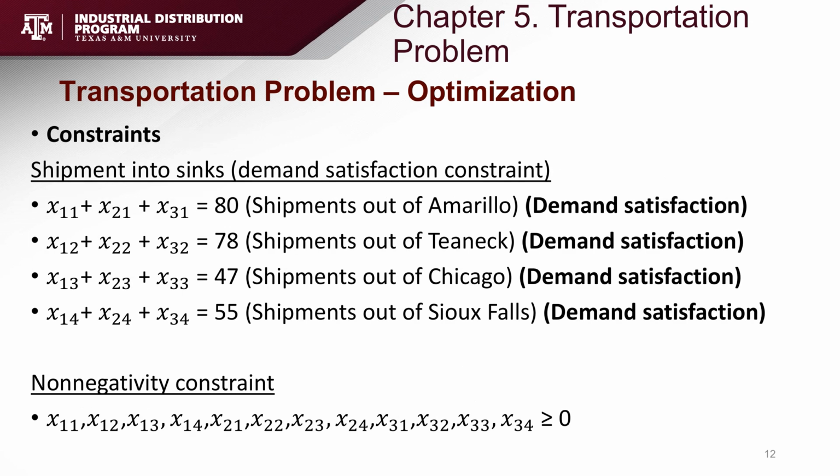All right, and here's the bottom half. The 4 demand constraints, Amarillo 80, T-next 78, Chicago 47, Sioux Falls 55, each tagged demand satisfaction. And then the single non-negativity line sweeping in all 12 at once. Count them up: 3 capacity rows, 4 demand rows, basically 7 equality constraints, plus the 1 block of non-negativity. Put the halves together and you've got a complete linear program, an LP for short, nothing missing, nothing extra. The next slide shows it all on one page.